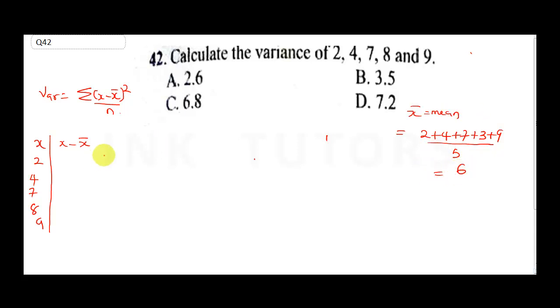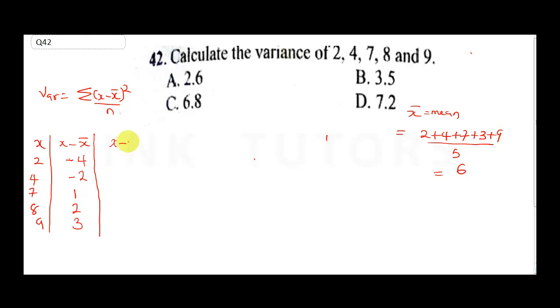So 2 minus 6 is going to give us minus 4. 4 minus 6 gives us minus 2. 7 minus 6 gives us 1. So we're performing x minus bar x. 8 minus 6 gives us 2. 9 minus 6 gives us 3.